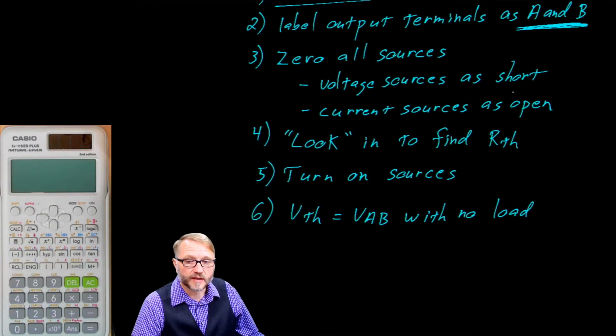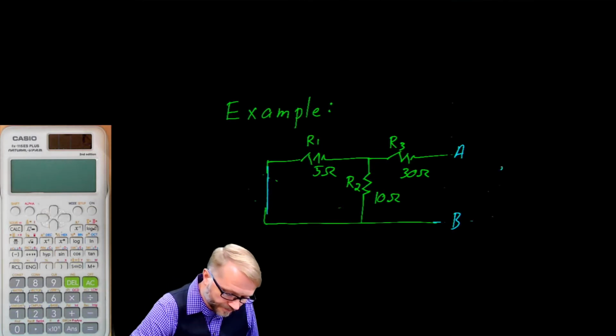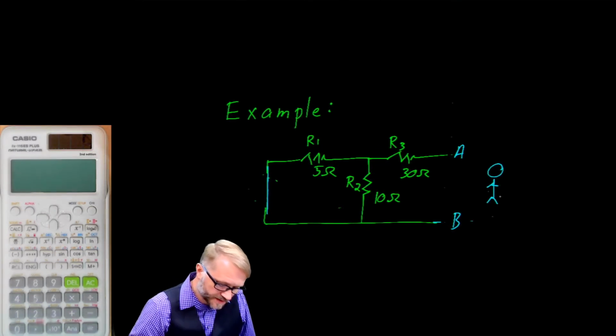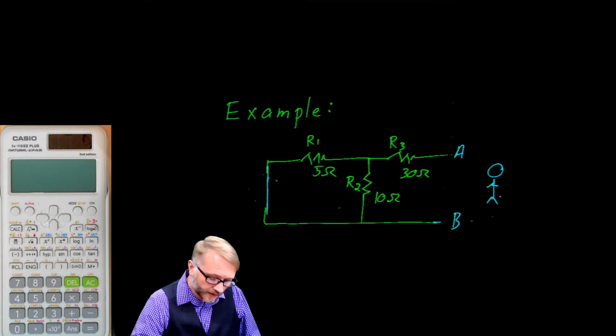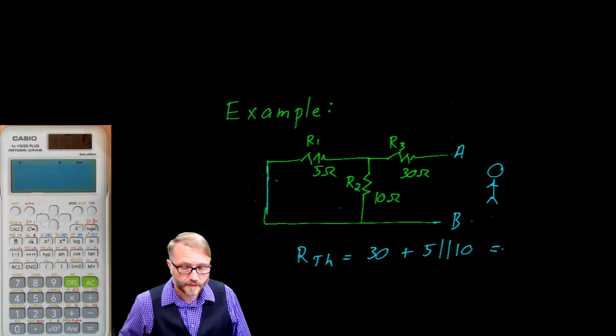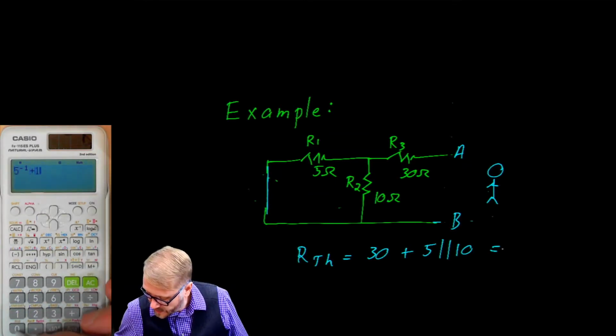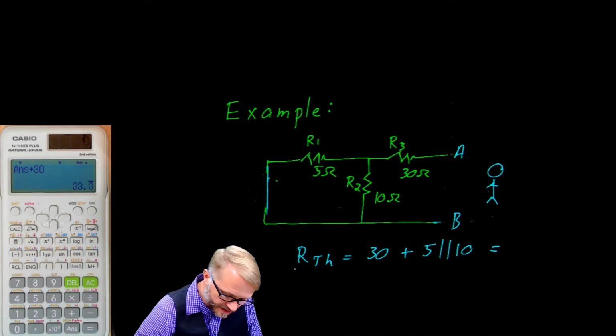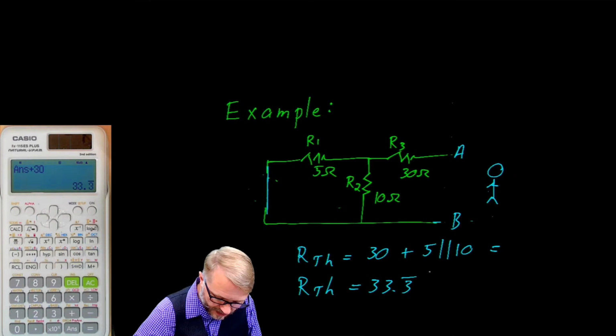Next, we look in to find Thevenin. So we look into the circuit. And when we look into that circuit, we see the Thevenin resistance is equal to 30 plus 5 in parallel with 10. That is 5 inverse plus 10 inverse equals inverse, plus 30. So we would say that the resistance looking in, the Thevenin resistance, is 33.3 ohms.